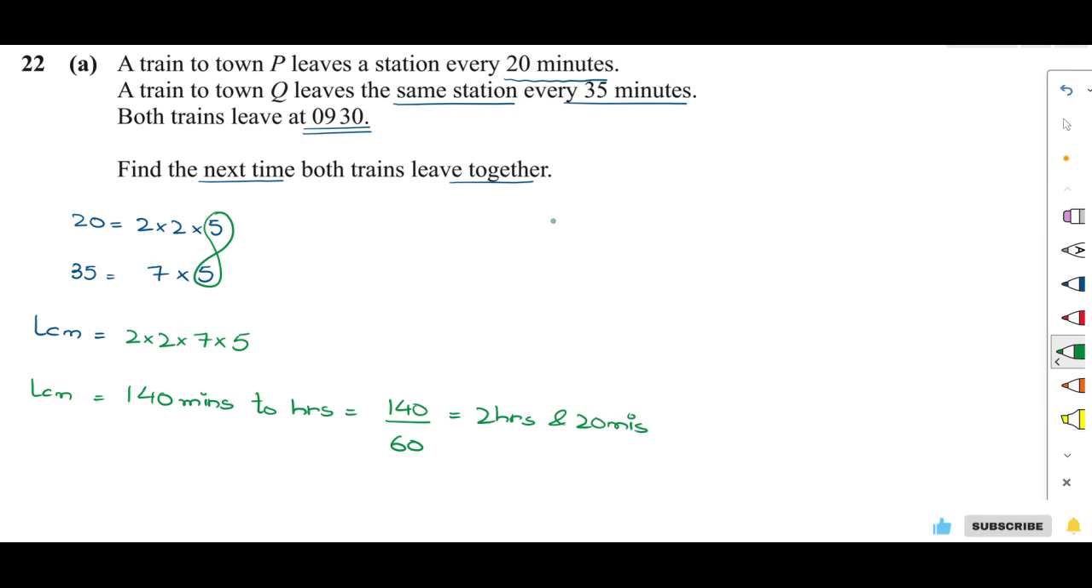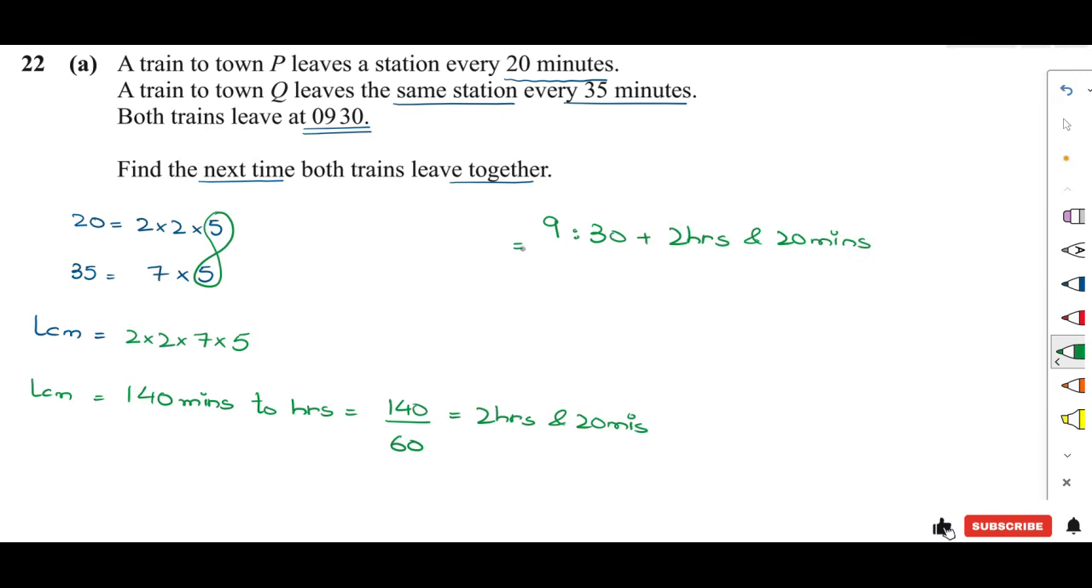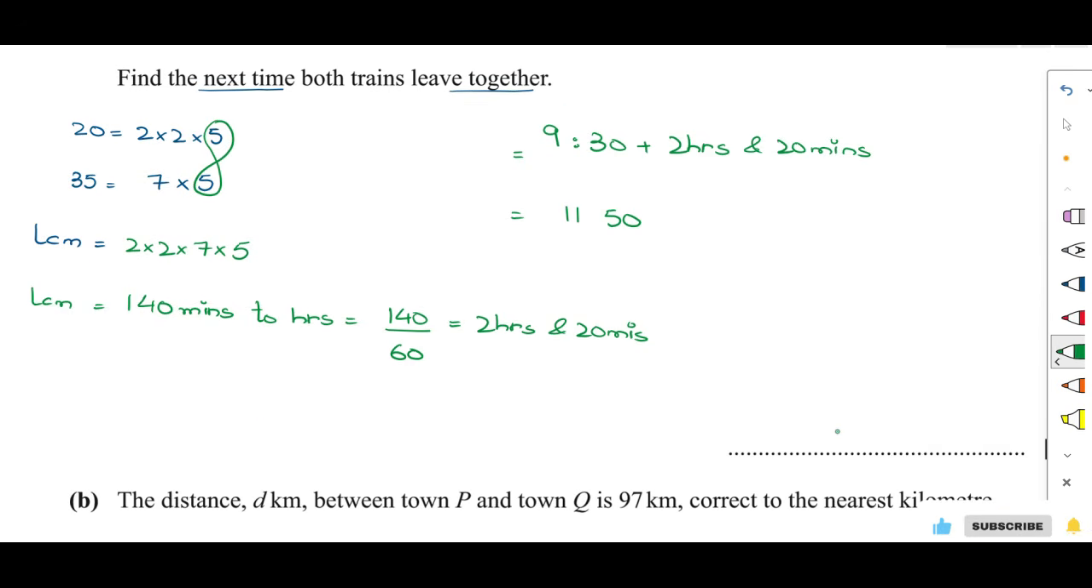So the first time, 9:30, you need to add 2 hours and 20 minutes. You will get the next time when both trains leave together, right? Okay, again use the calculator. To 9 hours 30 minutes, you need to add 2 hours and 20 minutes. So 11:50. So the next time is 11:50. At 11:50, this is the next time when both trains leave together.